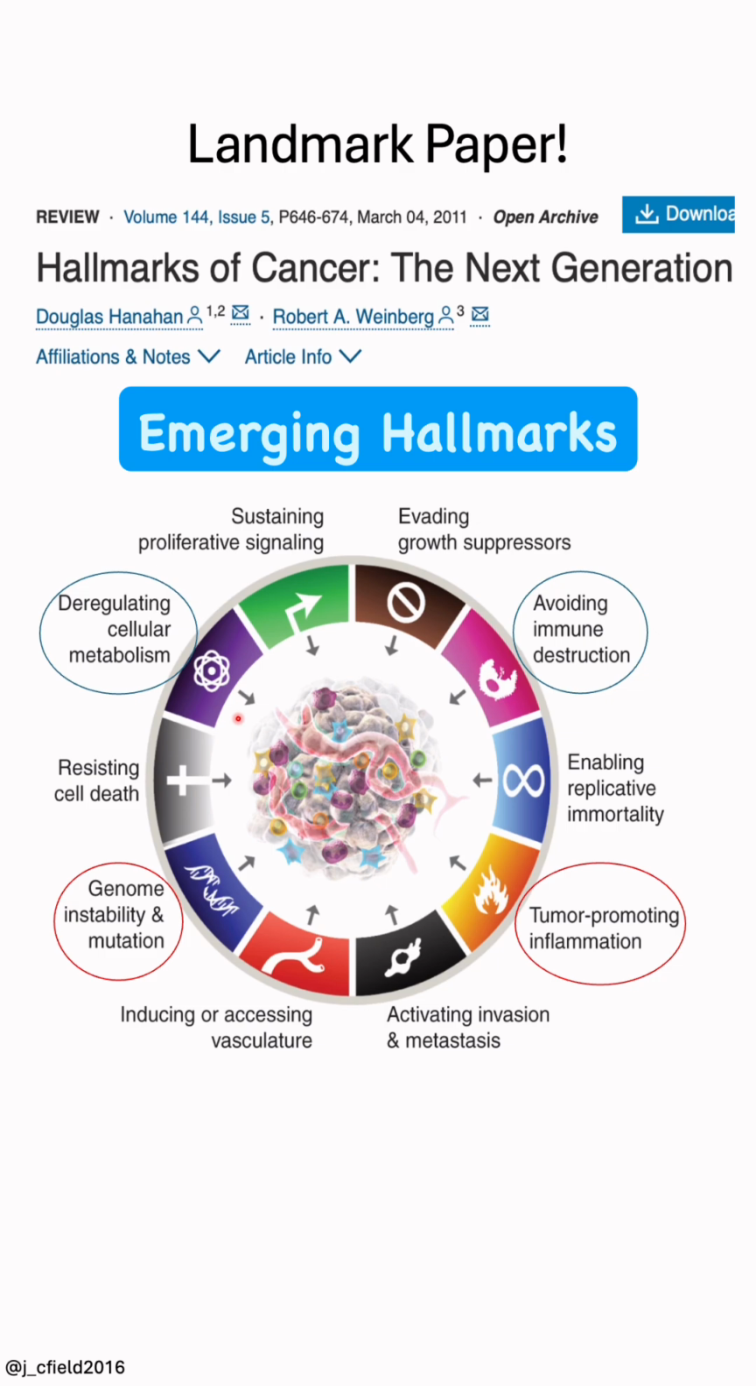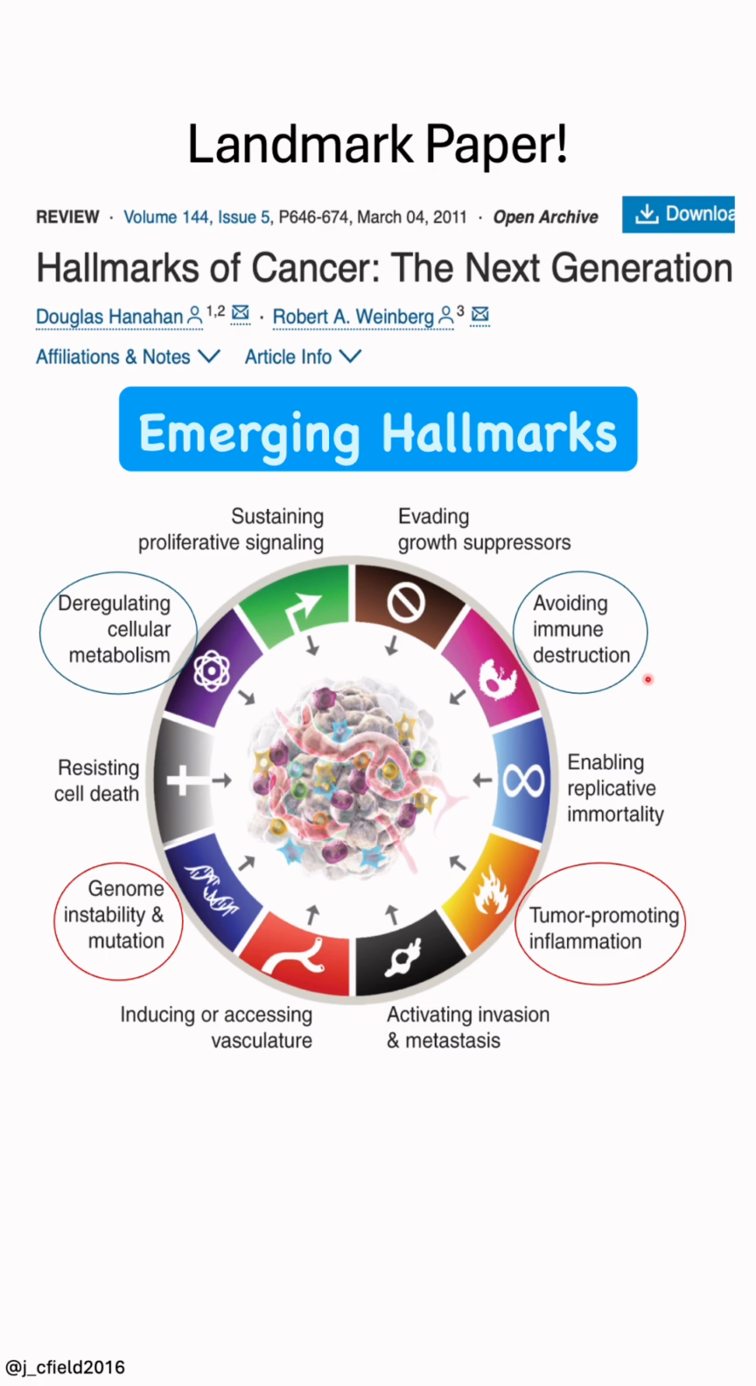They weren't like core hallmarks, but there was strong evidence to suggest that deregulating cellular metabolism, or like the energy of the cell, plays an important role in tumorigenesis, as well as avoiding immune destruction. There's strong evidence to support that these two properties are things that cancer cells are able to do in order to be cancer cells.